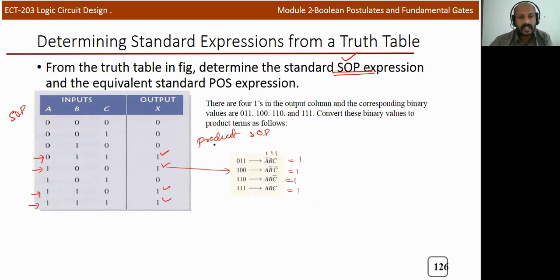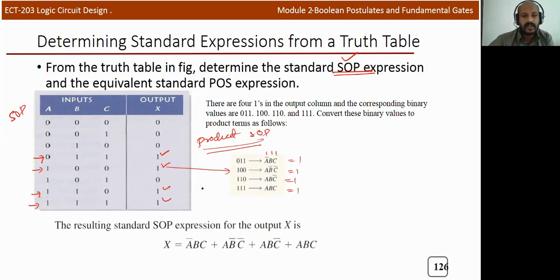For each different case we need to write the product term, and we can combine all these, so you'll get the standard SOP expression. We'll combine all these results, so there will be 4 terms, 1 1 1, etc.